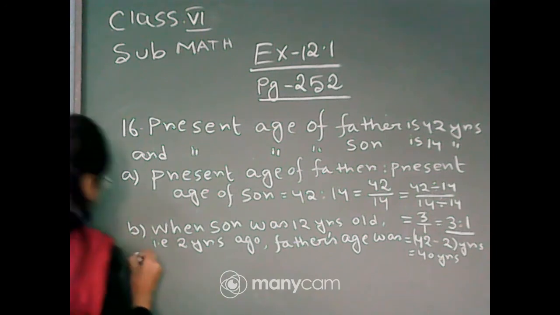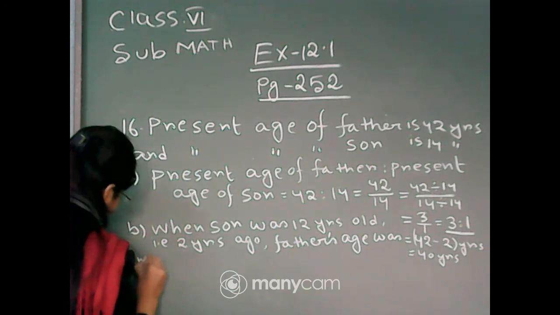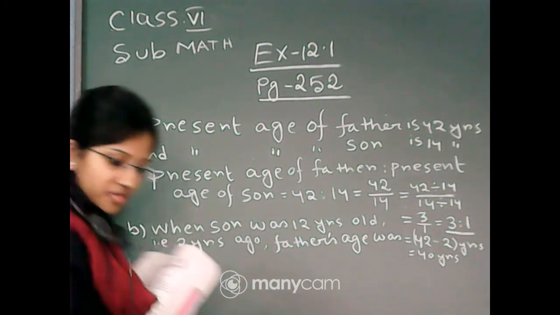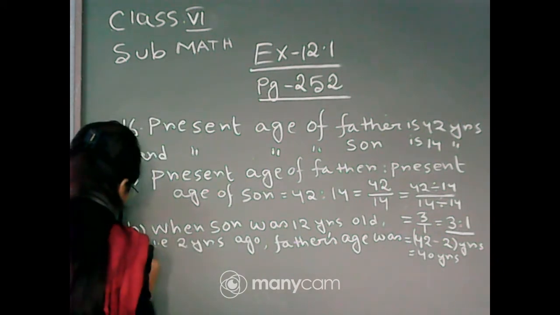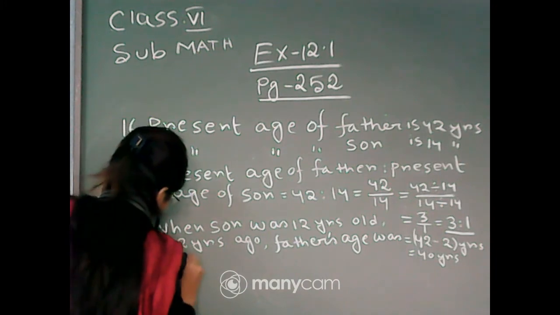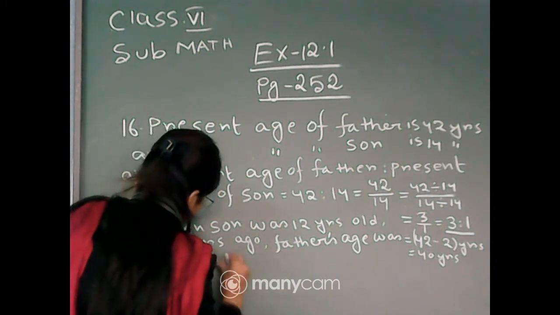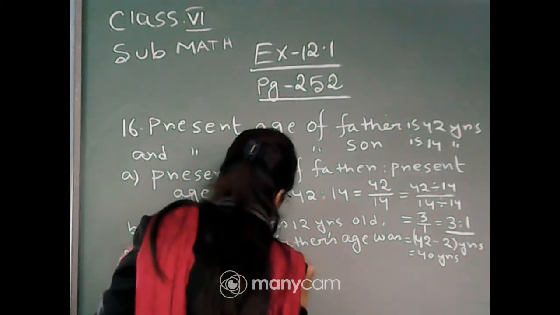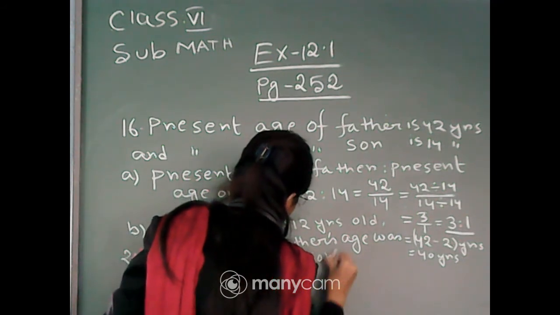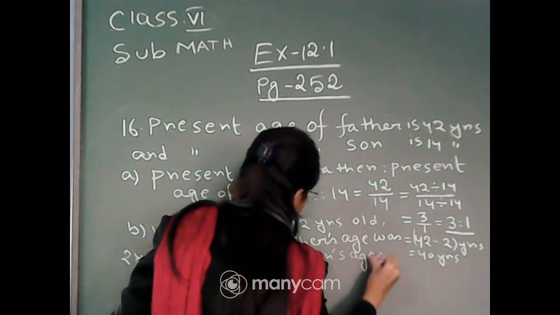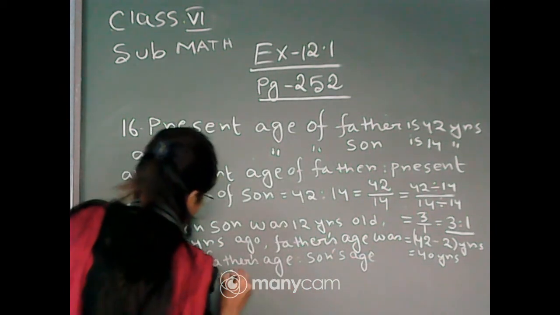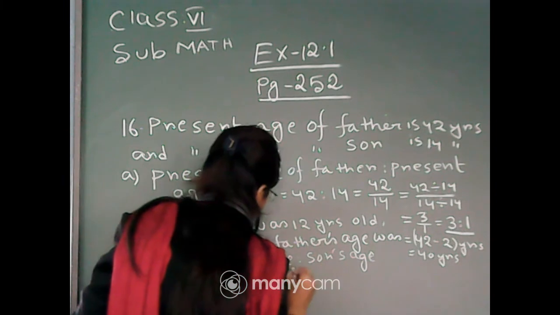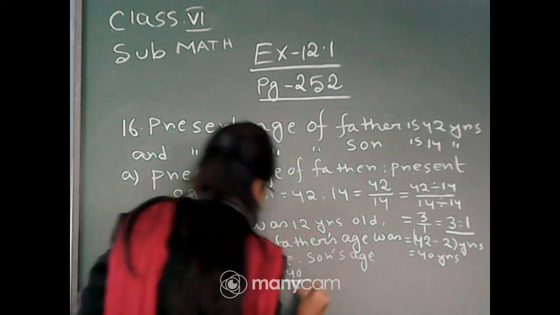And then, that is 2 years ago, father's age is to son's age is equal to 40 is to 12, and we can write this as 40 divided by 12.